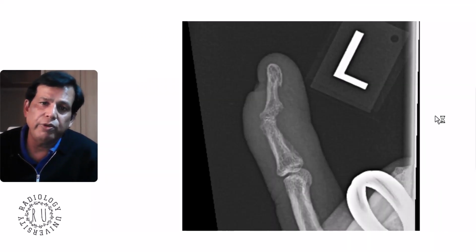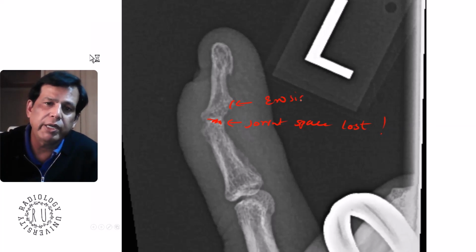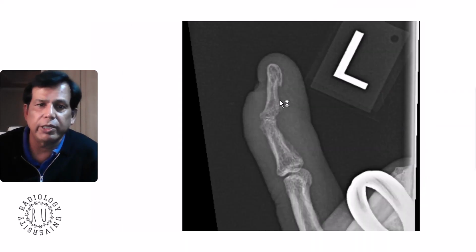This is the lateral view of the same one, and you can see the same principle. The joint space is not there. This is lost, and I think the infection has caused erosions here. What will happen in future? Once it's treated, it will lead to osteoarthritis. Remember, in this case, there's no sclerosis. What that indicates is more of an acute phenomenon, happening very rapidly, so it is more likely pyogenic.